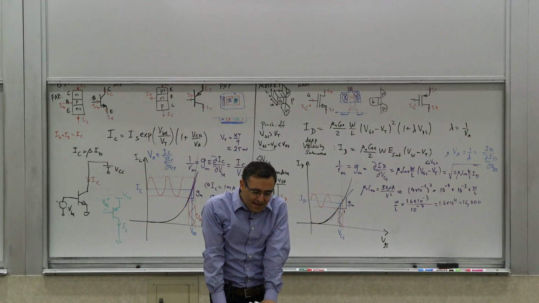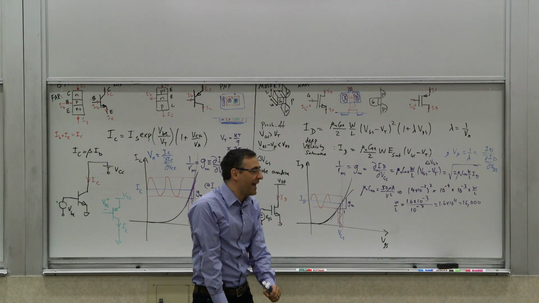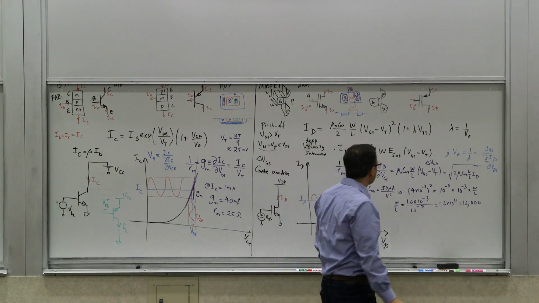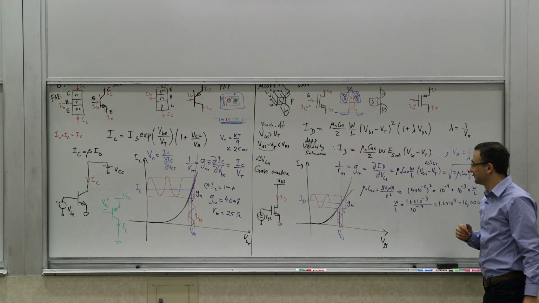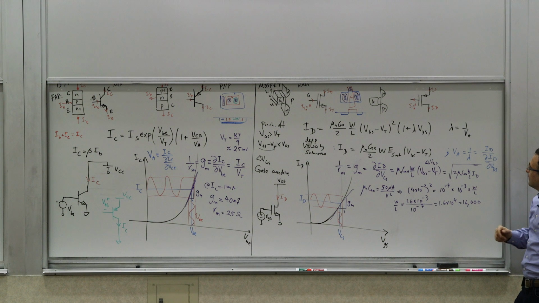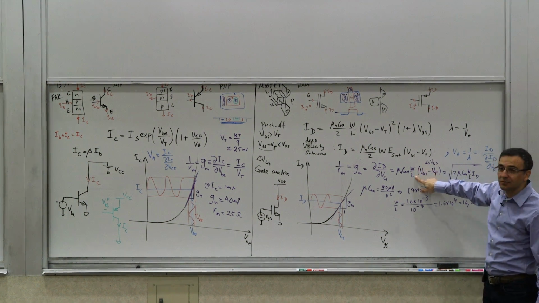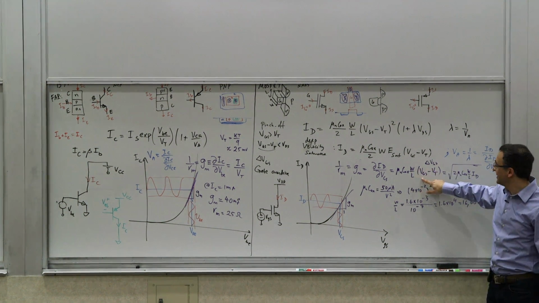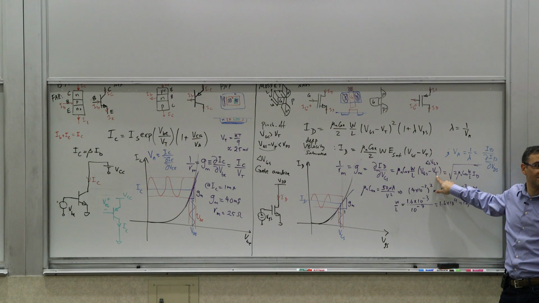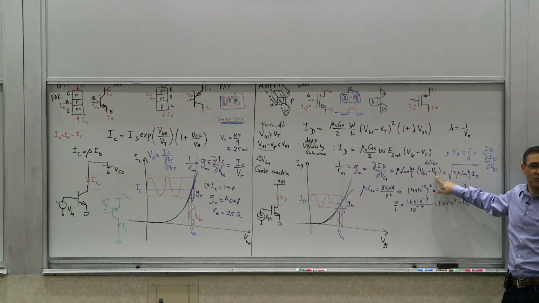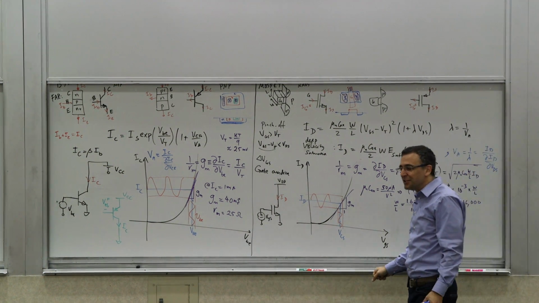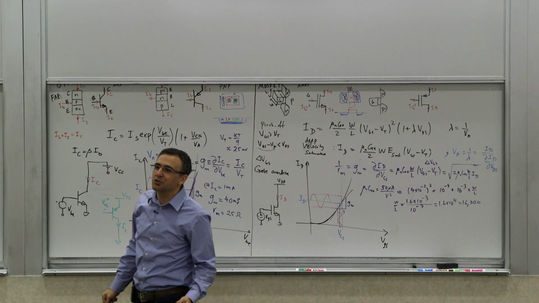And if you think about it, what is happening at that point? If I ask you, okay, at that point, what is the gate overdrive? If you look at it, since this number is large, this number has to be very small. So essentially, you are getting into subthreshold.